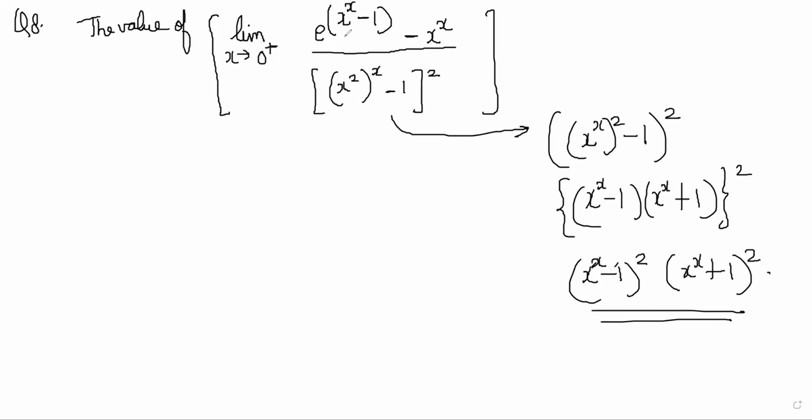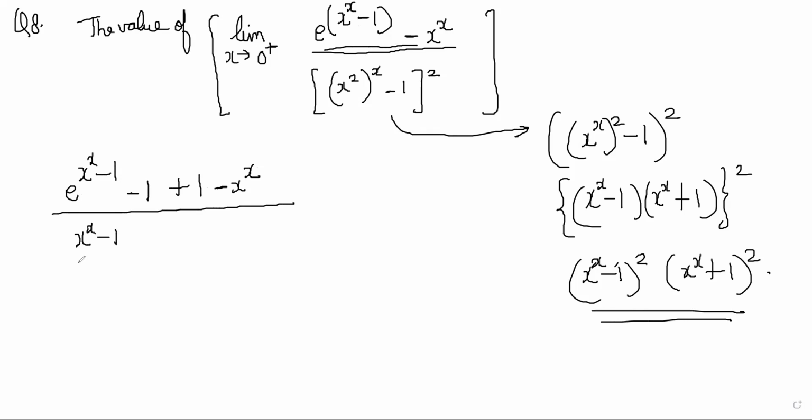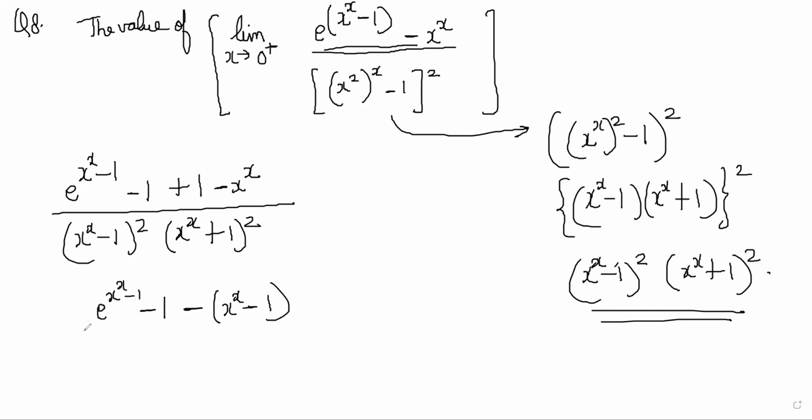Now on top, you have this thing. Right now it looks weird, but what I will do is this: minus 1 plus 1 minus this, right? By x power x minus 1 whole square, x power x plus 1 whole square. Now I can isolate this a little bit, because what I have is e power x minus 1 minus 1 minus x power x minus 1, right? By x power x minus 1 whole square and x power x plus 1 whole square, right?